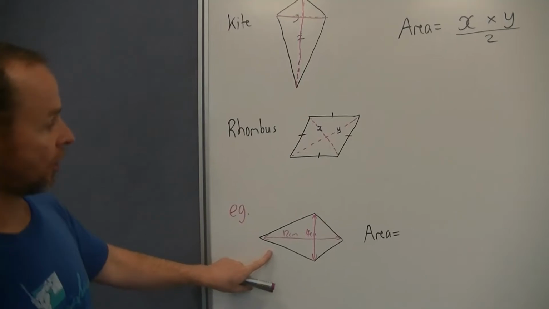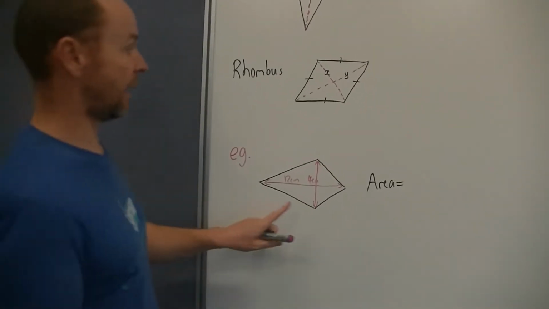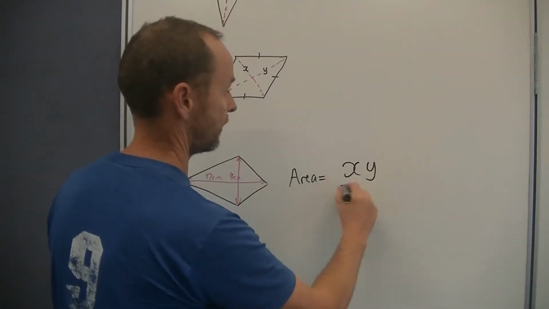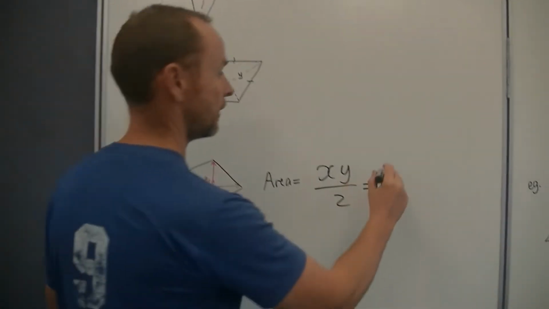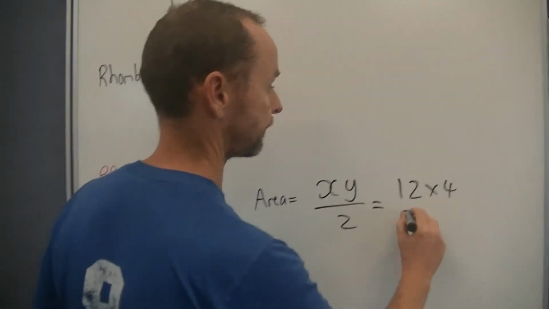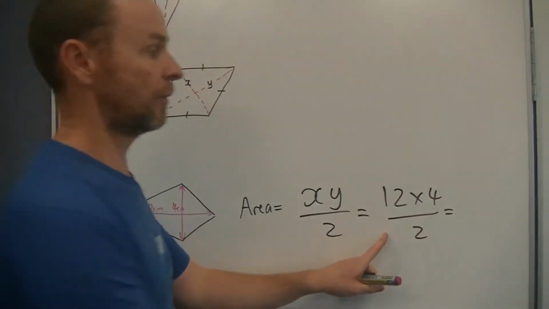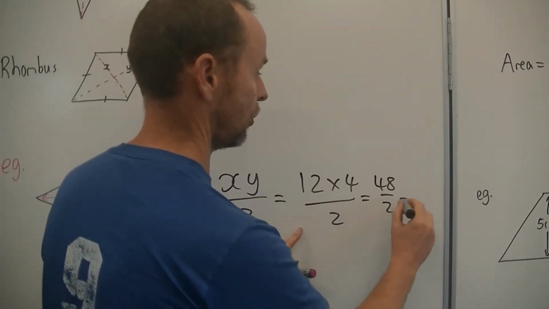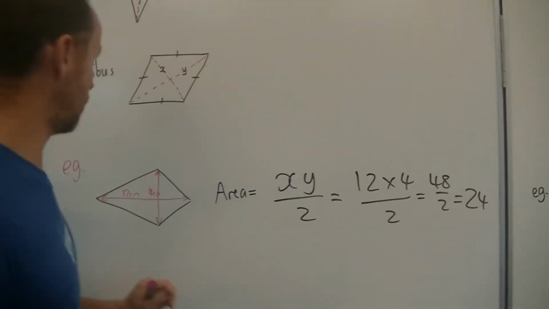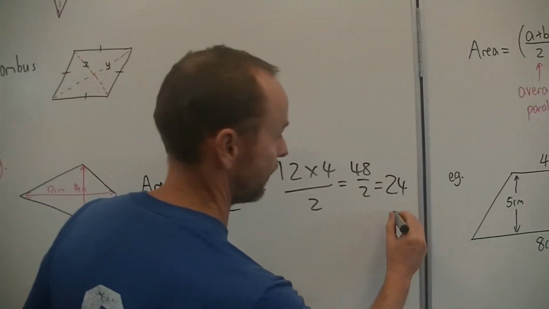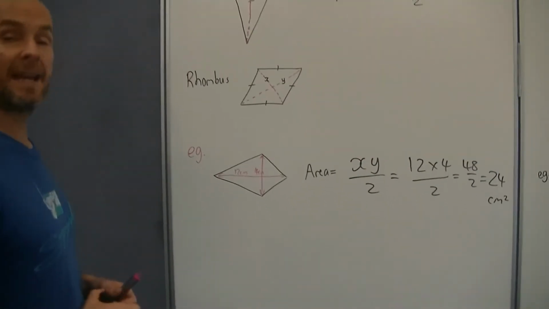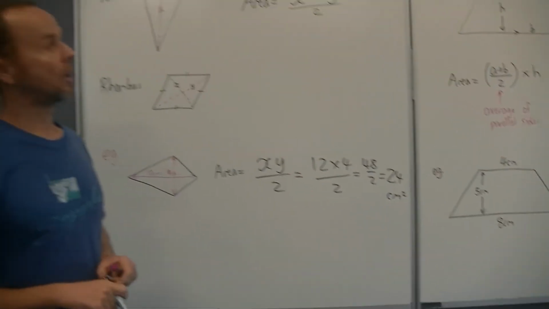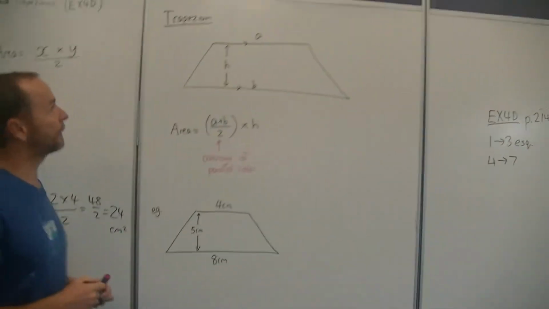So let's do one. Here's a kite for us. The area is XY divided by 2. X times Y, it's just 12 and 4. So 12 times 4 divided by 2. 12 4s are 48 divided by 2. And that's 24. And the units are centimetres squared. I ran out of room, but it's 24 centimetres squared. Easy peasy.